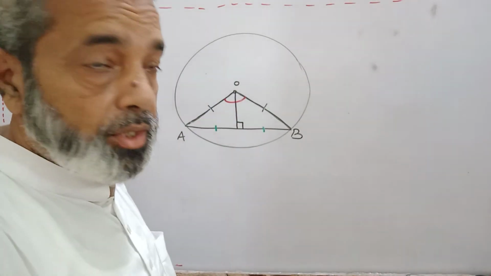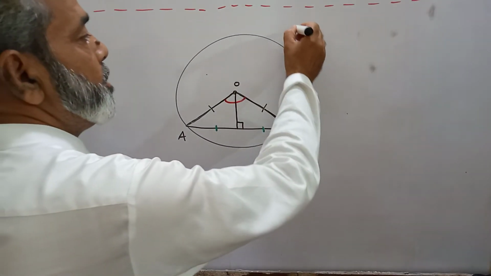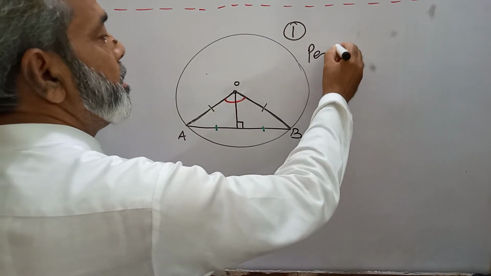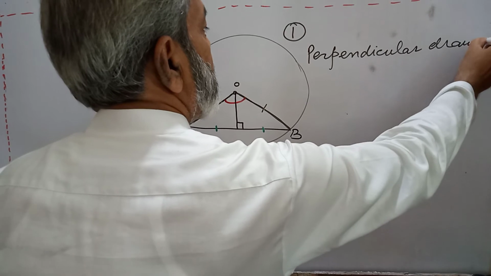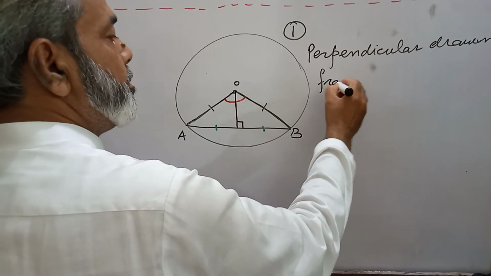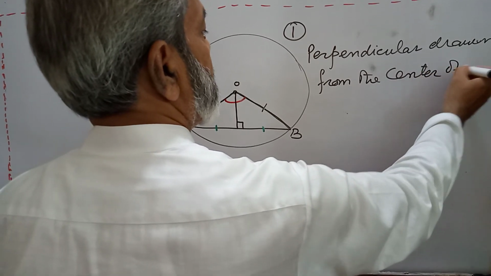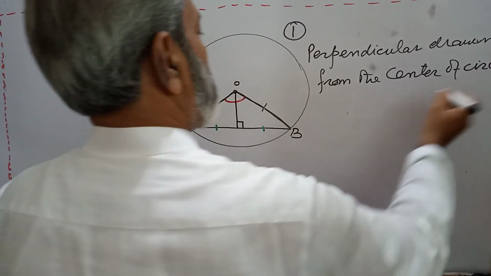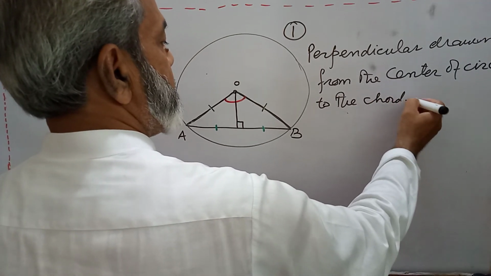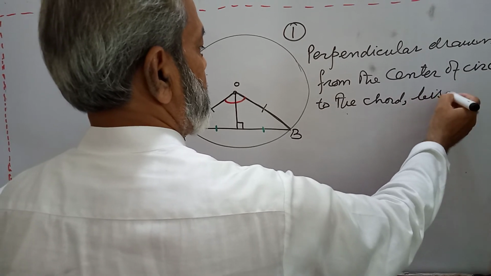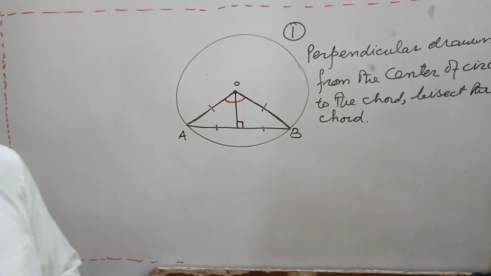The first property of the circle is: the perpendicular drawn from the center of the circle to the chord bisects the chord. This is the first property of the circle.